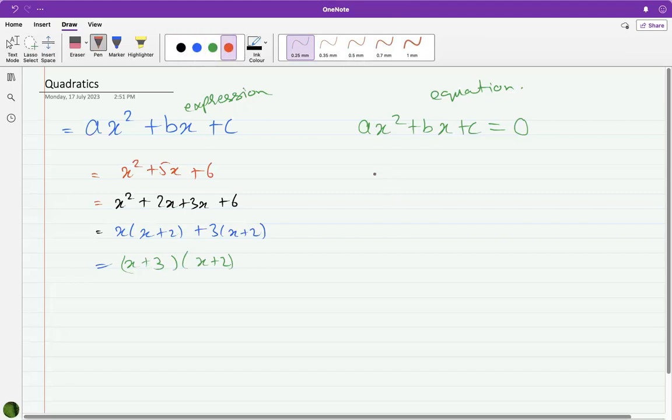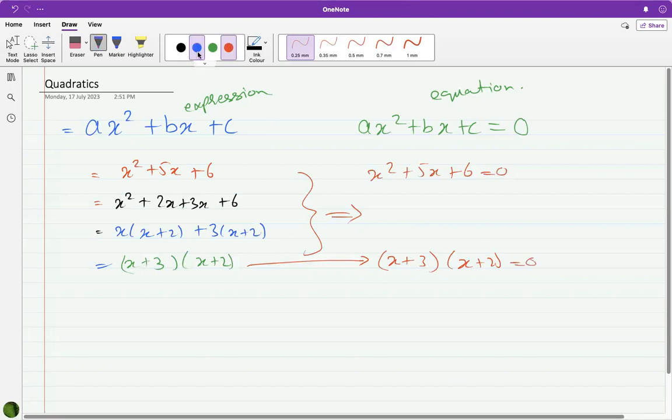If the question would have been x square plus 5x plus 6 equals 0, we will be having the same steps till x plus 3, x plus 2, and if it is equal to 0, we'll have one additional step, which is x plus 3 equals to 0, x plus 2 equals to 0, and the values are x minus 3 and x minus 2. So this is the main difference between an expression and equation.